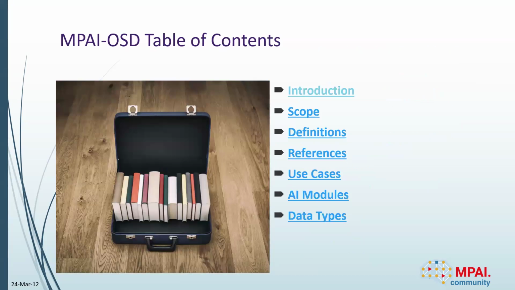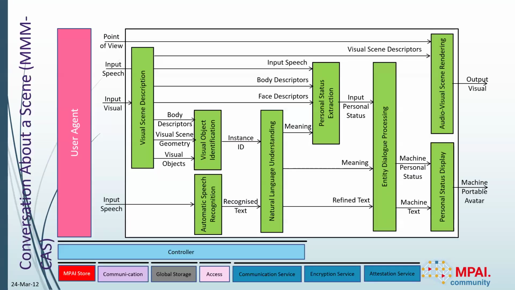So we have this table here that shows the content of the standard. We have an introduction, we have the scope that I have just introduced, definitions, technical references, normative references. Then we have use cases, examples of use cases, and then we have the AI modules. AI module is the basic element that drives the development of many MPAI standards. And finally, we have the data types whose format we specify. So let me start with describing some use cases.